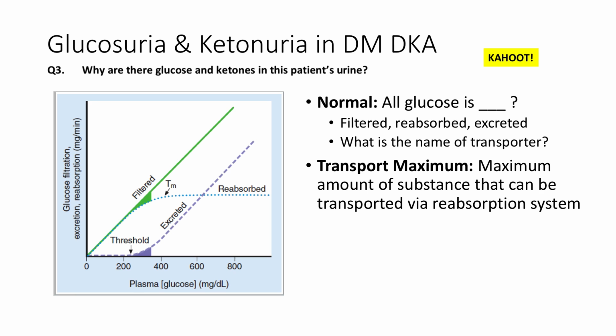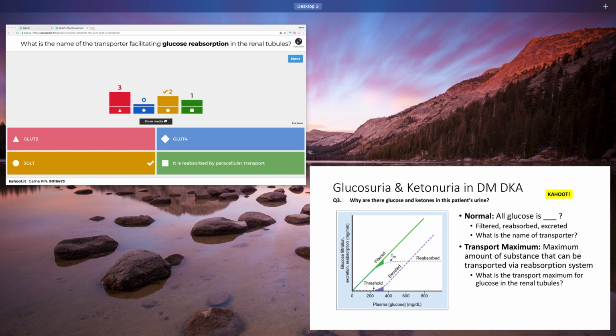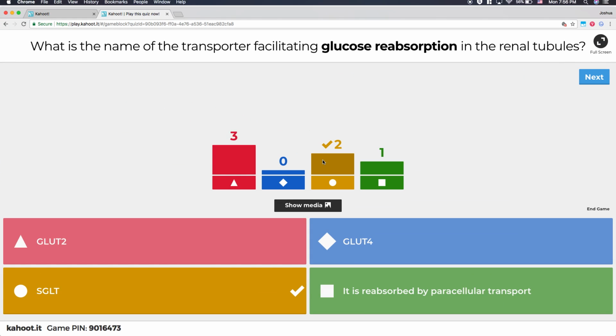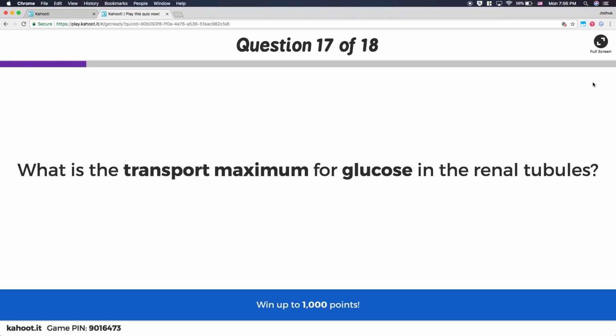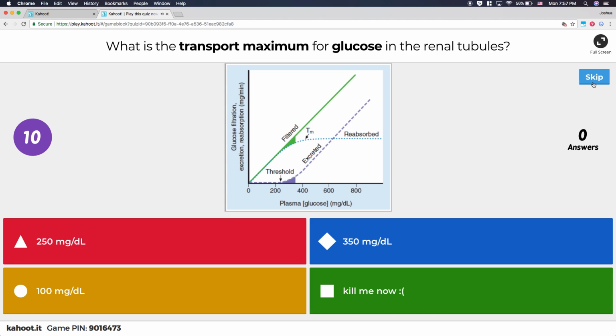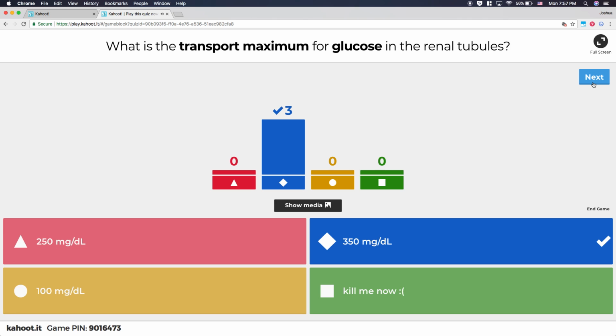So what is the transport maximum for glucose? That's the next Kahoot question. You all need to know this number. If you're smart, you can look at the graph also. Okay, so it's 350.